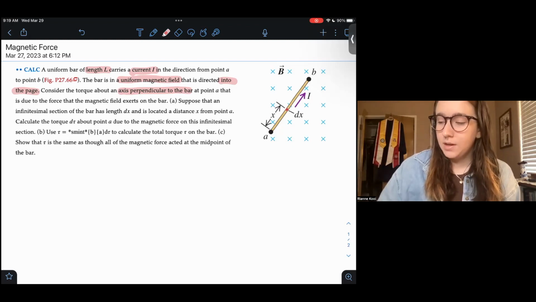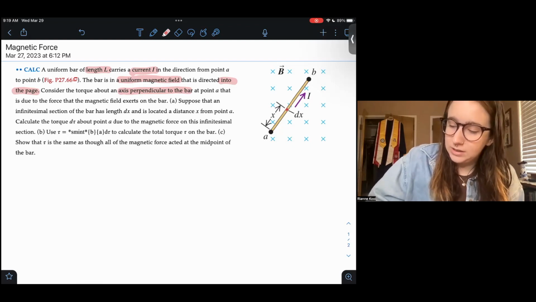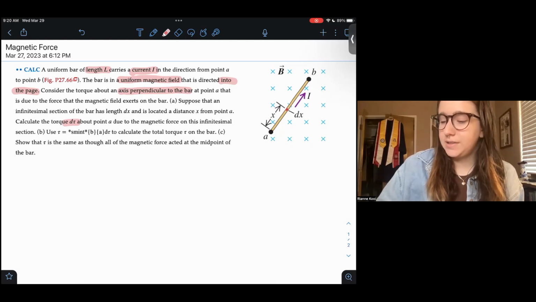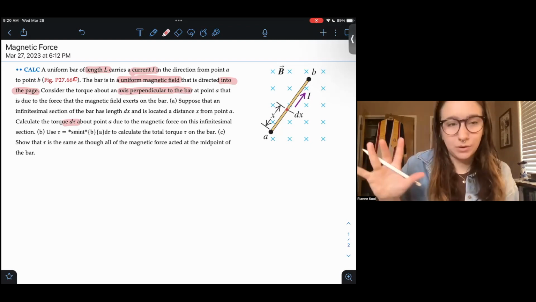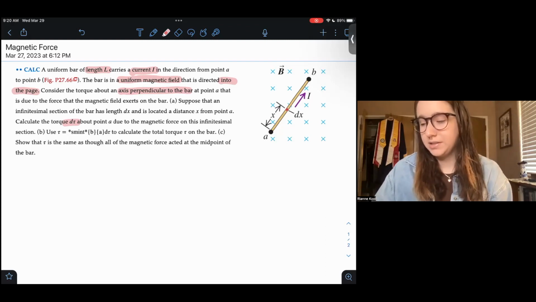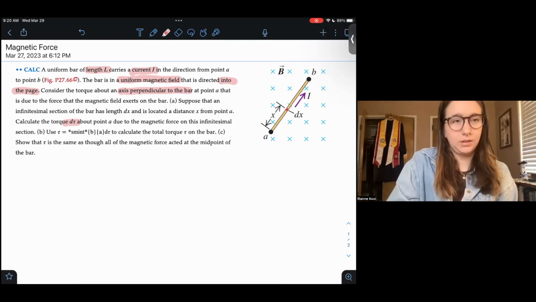Part A says, suppose that an infinitesimal section of the bar has length dx and is located at a distance x from point A. Calculate the torque d tau about point A due to the magnetic force on this infinitesimal section. Then part B says to use this equation, which I'm going to rewrite, to calculate the total torque on the bar. And then C says show that tau is the same as though all of the magnetic force acted on the midpoint of the bar.